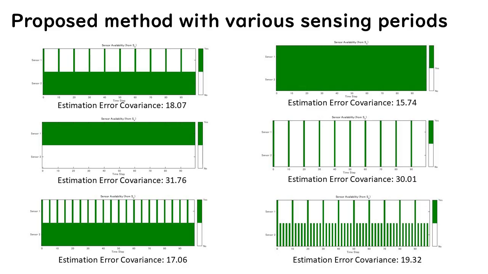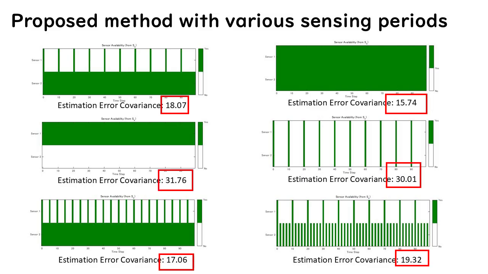Various sensing periods are compared in this slide. The optimal estimation error covariance is shown for each sensing period.